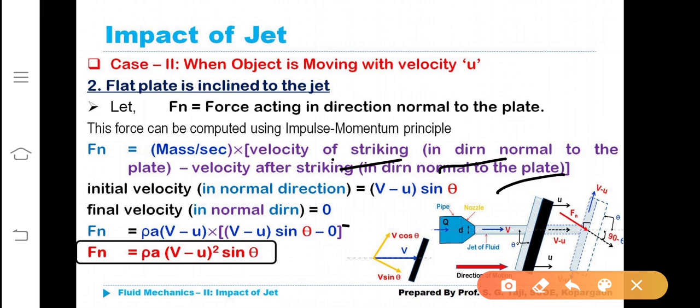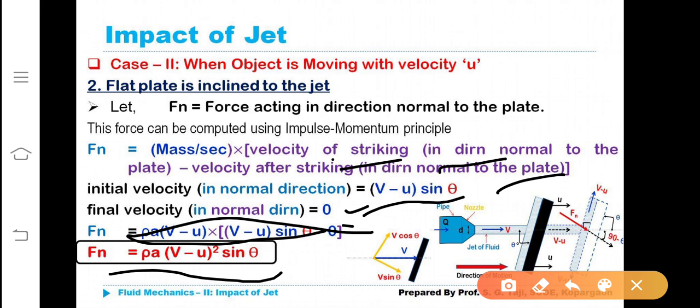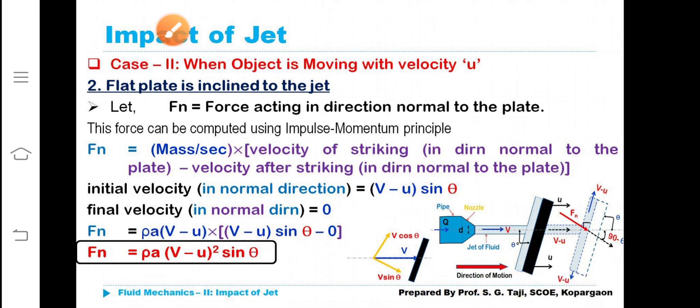Initial velocity in the normal direction is equal to V minus u sin theta. Final velocity is equal to 0. Therefore, Fn is equal to rho A (V minus u) multiplied by (V minus u) sin theta minus 0. Is it clear? Therefore, Fn is equal to rho A (V minus u) whole squared sin theta. If you simplify the above equation, you will get rho A multiplied by (V minus u) whole squared sin theta. Okay. Next slide.